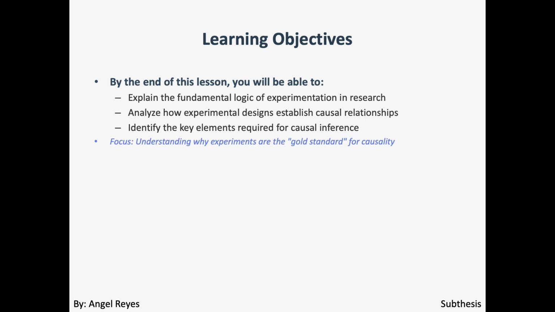Here's our focus today: understanding why experiments are called the gold standard for establishing causality. This isn't just academic jargon. There are specific, logical reasons why experiments provide the strongest evidence for cause and effect relationships.